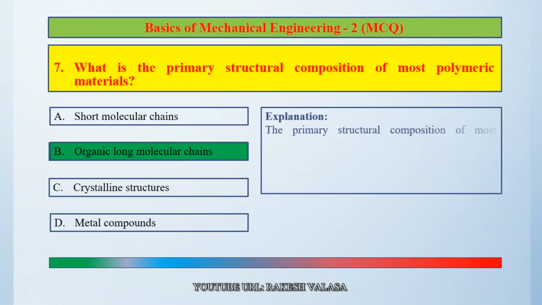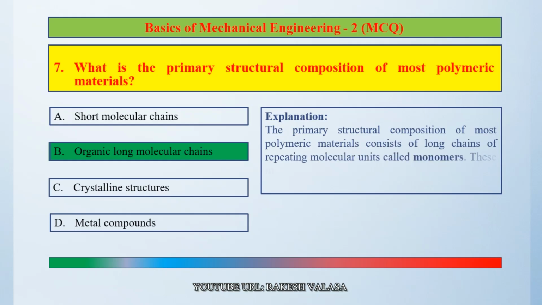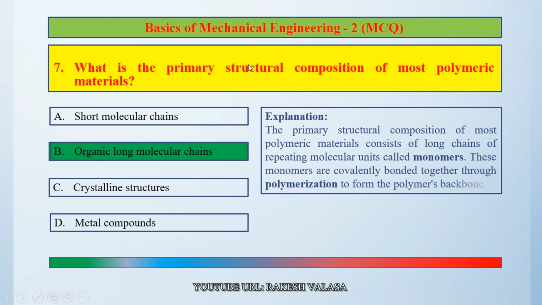The primary structural composition of most polymeric materials consists of long chains of repeating molecular units called monomers. These monomers are covalently bonded together through polymerization to form the polymer's backbone. So the correct answer is option B, organic long molecular chains.